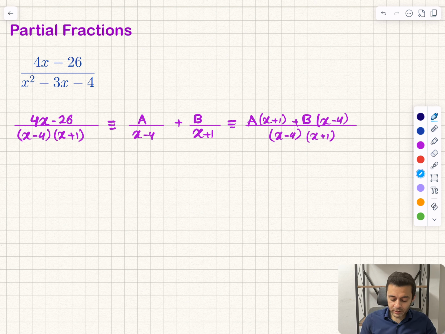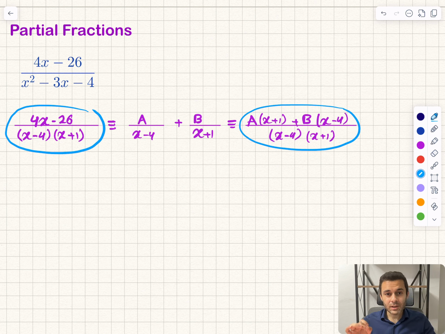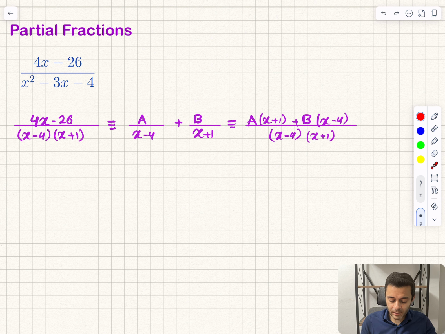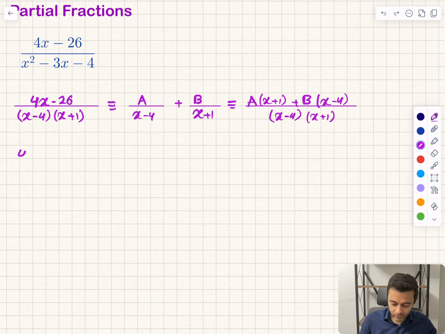Now notice that the left hand fraction is identical to the right hand fraction. So these are identical, and since they have the same denominator, they must have the same identical numerator, which means this is identical to this. So now we will write 4x minus 26 identical to a multiplied by x plus 1 plus b times x minus 4.